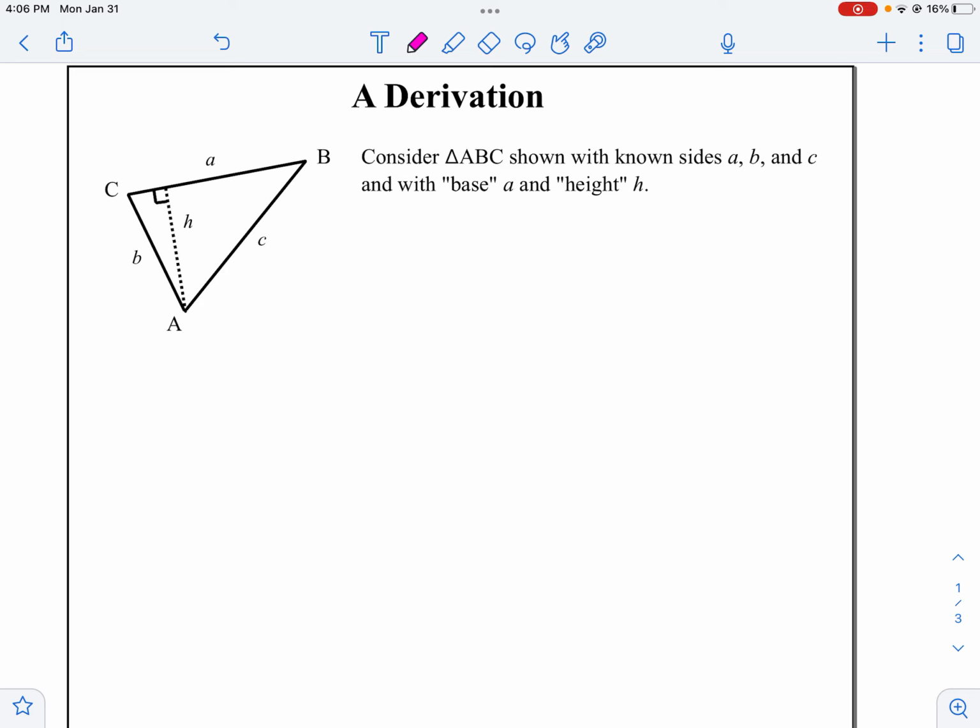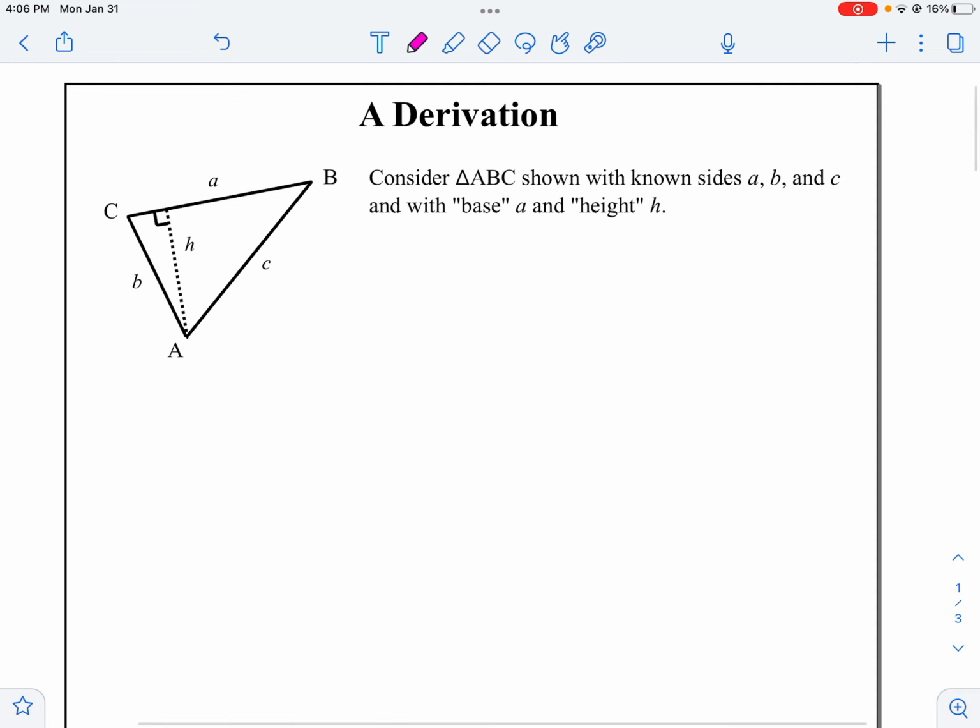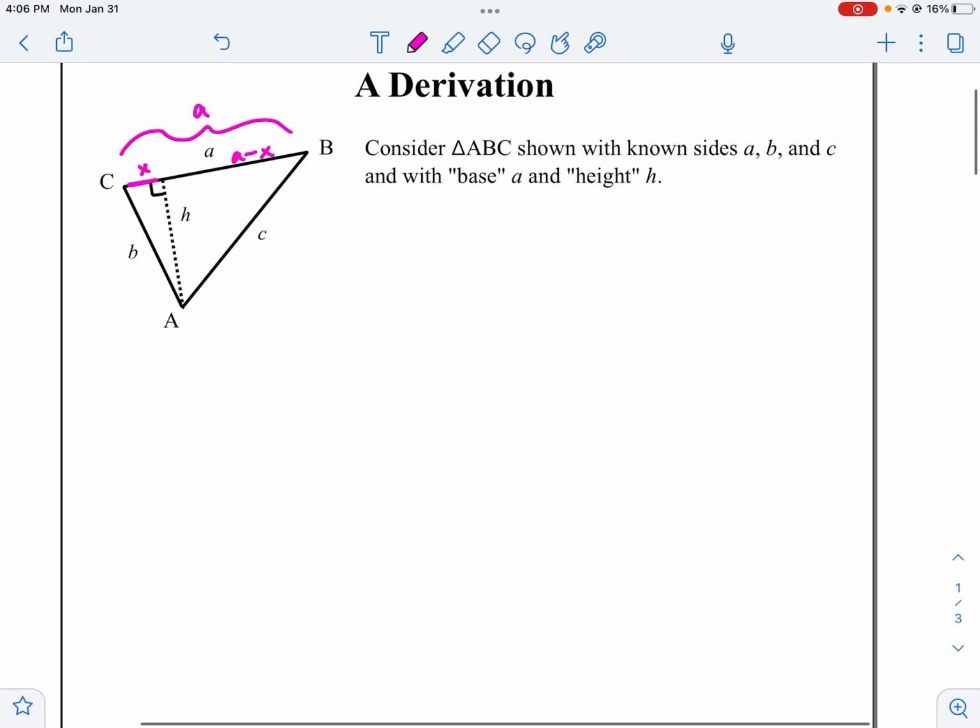This proof is not something you have to know how to do, but at the same time, I think it's kind of cool just to see where it comes from. So if we have a good old triangle here and we cut it up, a little sneaky thing we're going to do is call this little section right here X. And then if A was the entire side, then this little part here is A minus X. So if this whole side is A, then we can call X that little bit, and then A minus X would be that other little bit.